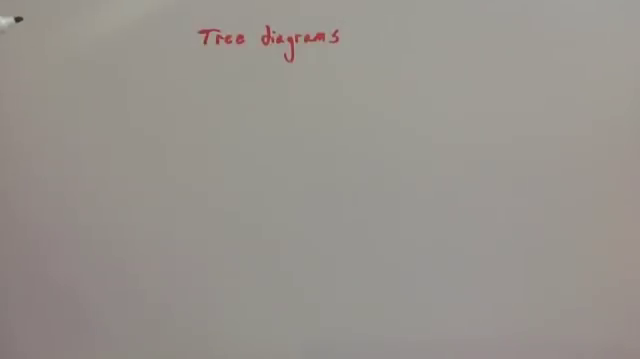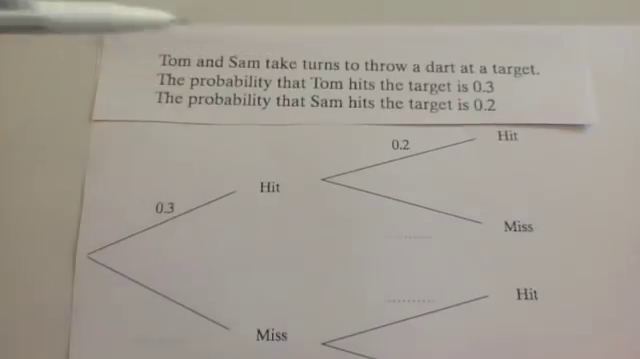In this video we're going to look at tree diagrams. Tree diagrams are a way of listing what can happen in two events and all the possible outcomes. It's very useful for working out and solving probability questions based upon that. Okay, so here's a typical question, and I'll show you how to fill out the tree diagram.